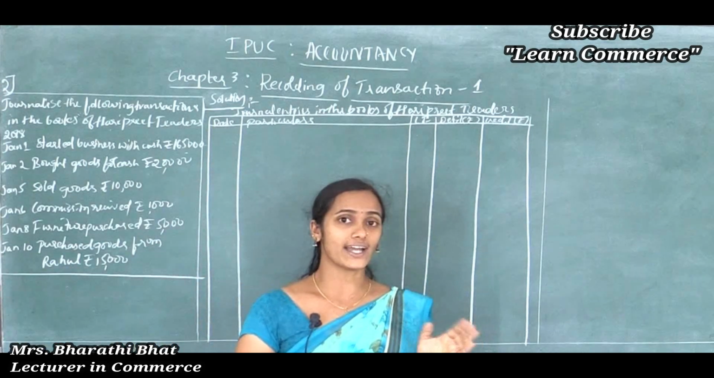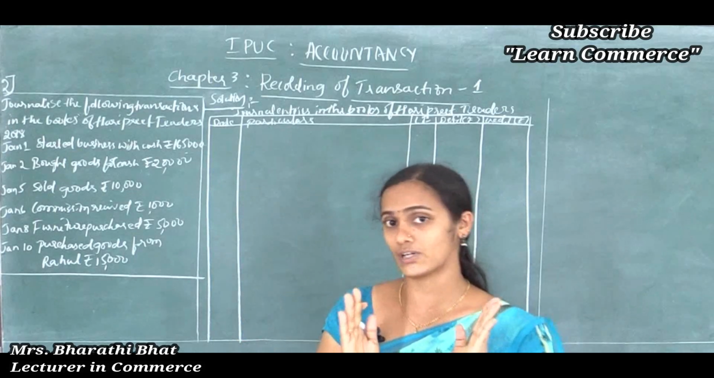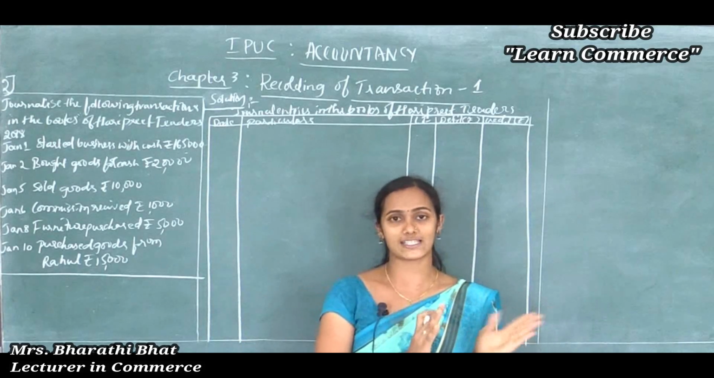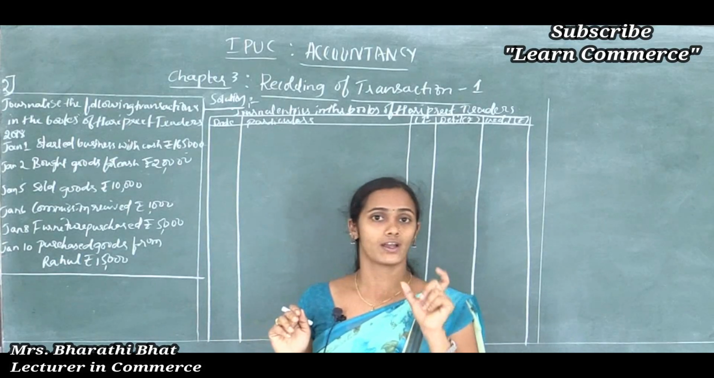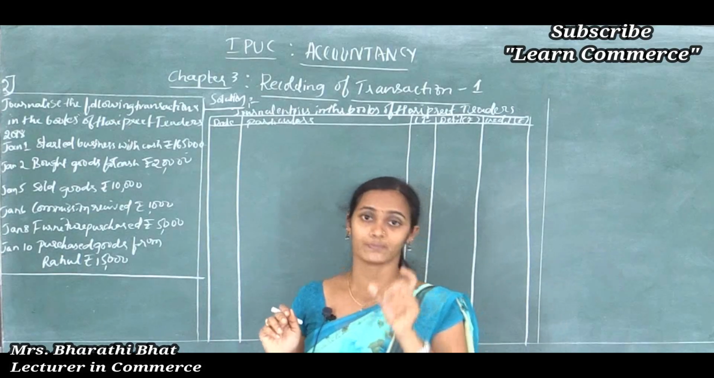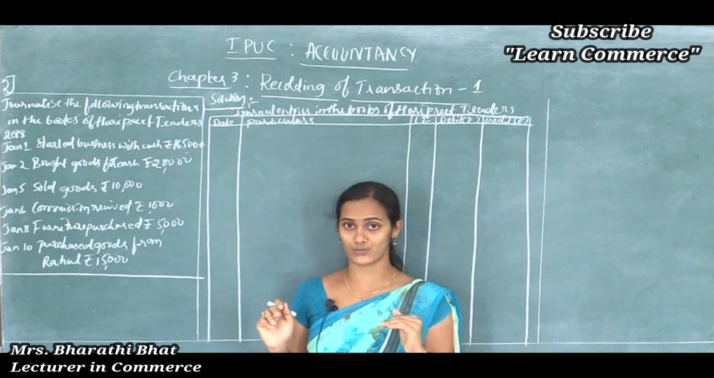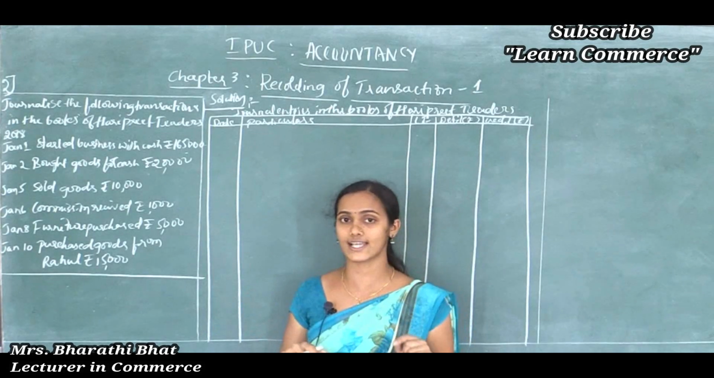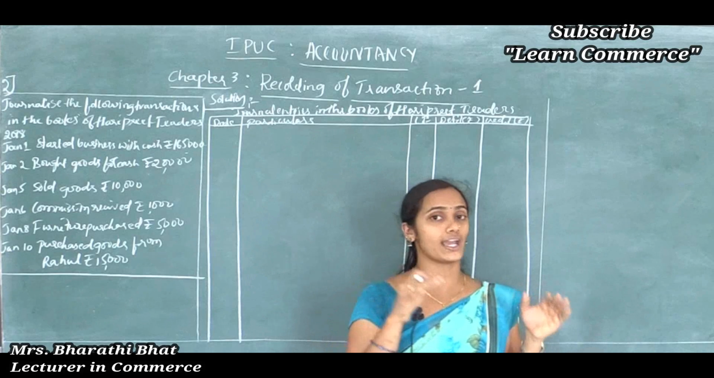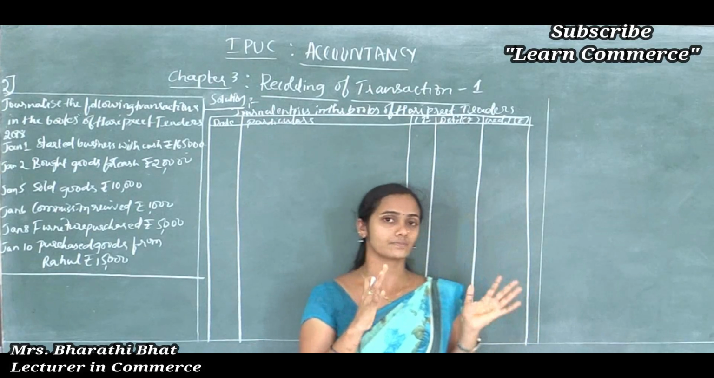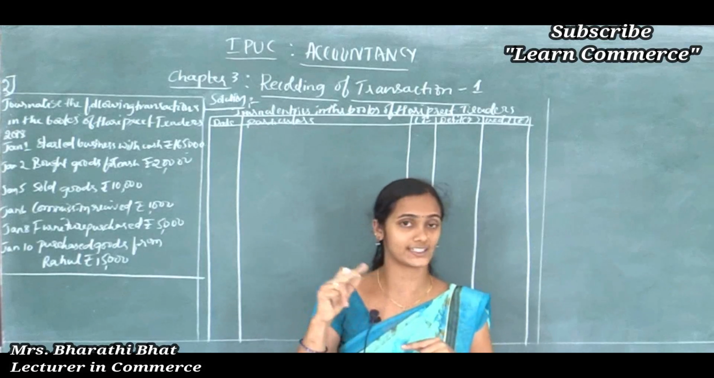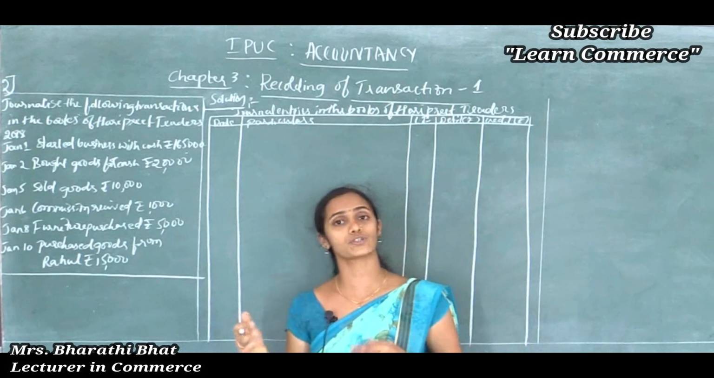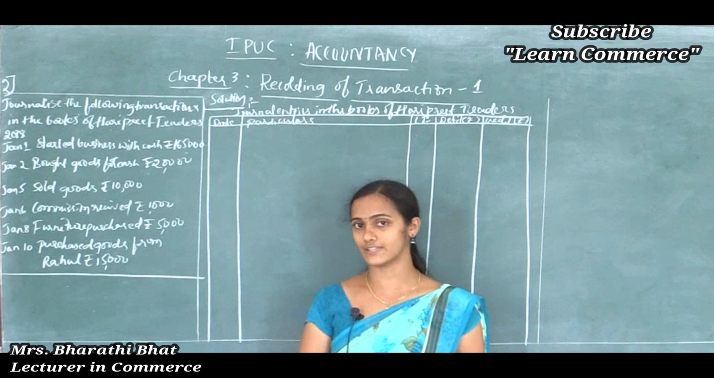So now we know, what is the first step before passing the journal entry? The first step is to identify the accounts involved in a transaction. We should identify the accounts involved in a particular transaction. After that, we should analyze the transaction, whether it is increased or decreased. Then we should apply the rules of debit and credit.